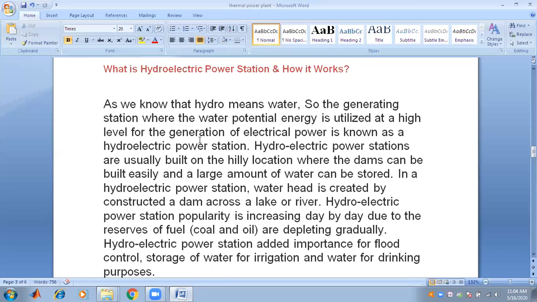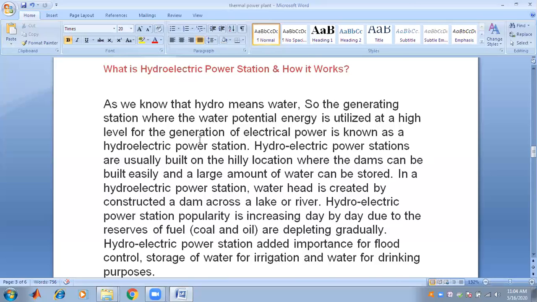Hydroelectric power stations are usually built on hilly locations where dams can be built. Means those dams can be built where we are able to store the water and convert the stored water into electricity. A large amount of water can be stored in a dam. In a hydroelectric power system, water head is created by constructing a dam across a lake or a river. A dam will be constructed across a lake or a river where the water head is created to store those waters.